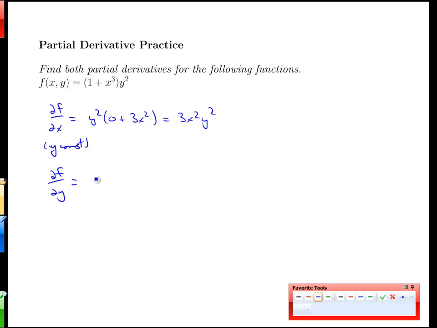The y derivative, almost essentially the opposite. We treat x as constant. Then the 1 plus x cubed remains constant, and we simply take the derivative of the y squared, which would be 2y. And that's really it. Moving on.